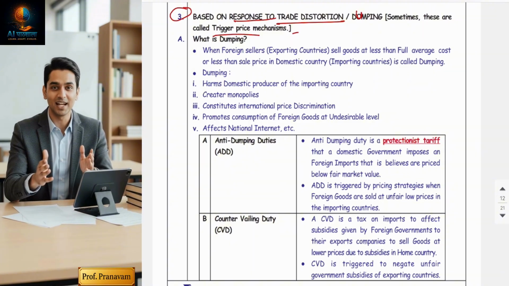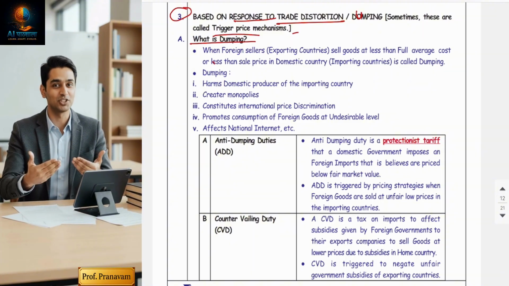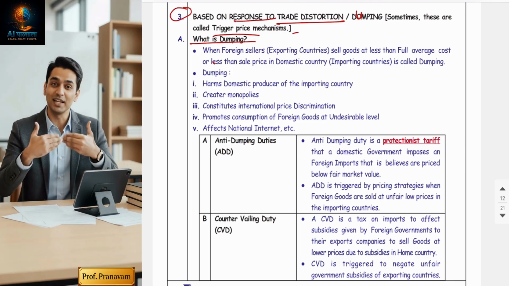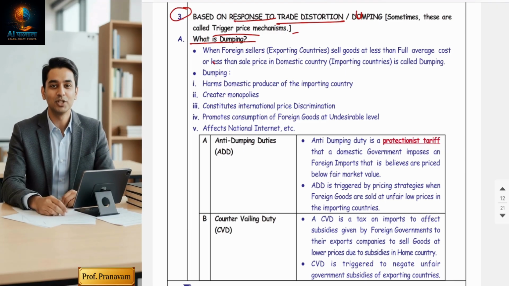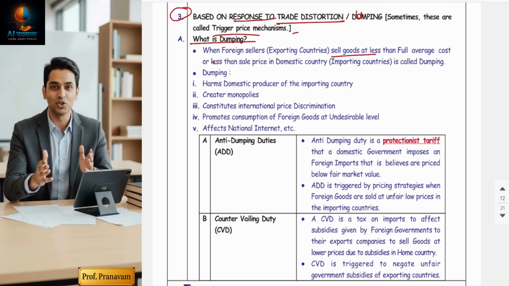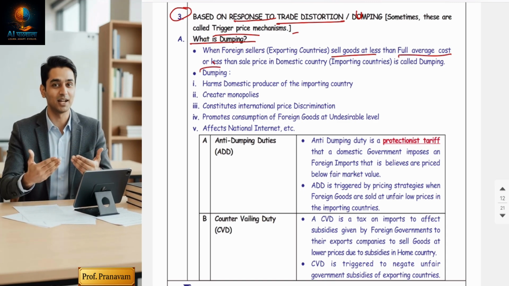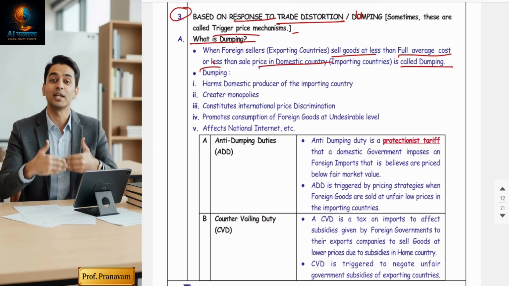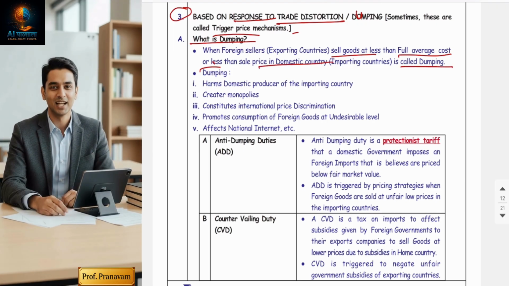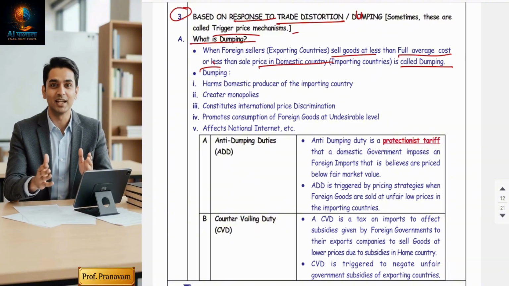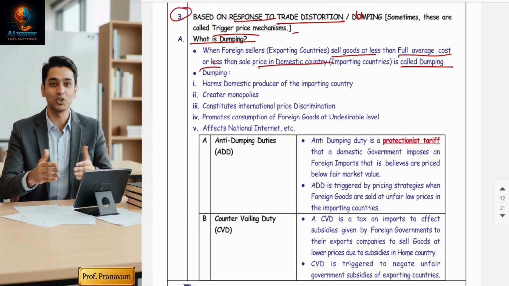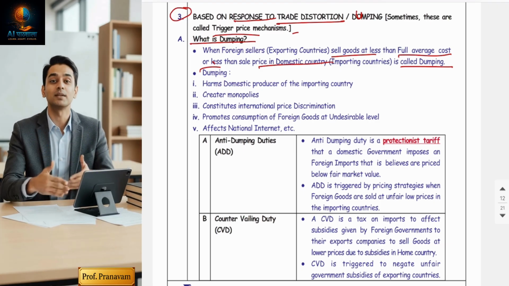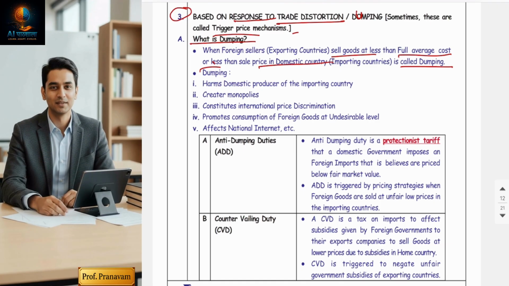Now you are going to say, what is dumping actually? So friends, dumping occurs when a foreign seller sells goods at less than the full average cost or less than the domestic price. It is called dumping. It means a foreign country is selling goods in India at less than the cost of manufacturing. Foreign countries are suffering losses, yet they are still selling goods to India.